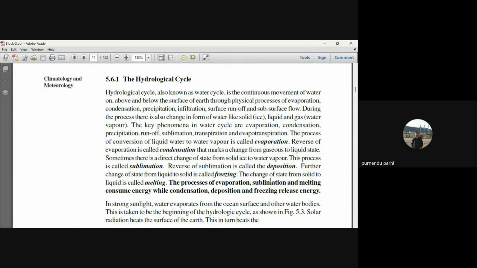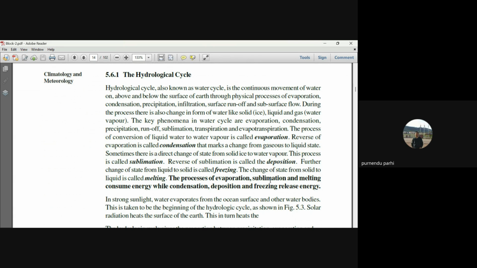The hydrological cycle, also known as the water cycle, is the continuous movement of water on, above, and below the surface of earth through the physical processes of evaporation, condensation, precipitation, infiltration, surface runoff, and subsurface flow. During the process, there is also a change in the form of water, like solid ice, liquid, and gas, that is water vapor. The key phenomena in the water cycle are evaporation, condensation, precipitation, runoff, sublimation, transpiration, and evapotranspiration. The process of conversion of liquid water to water vapor is called evaporation.